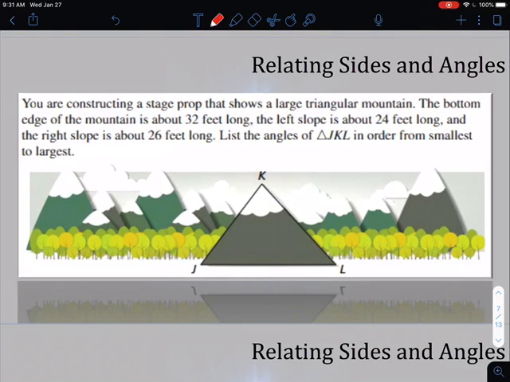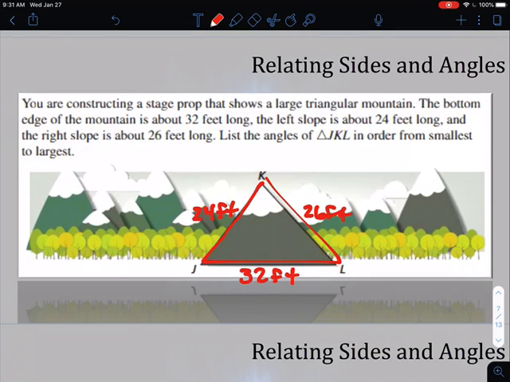So if we put all this together, looking at the picture here, it says you're constructing a stage prop, and it shows a large triangular mountain. So we're looking at this triangle right here. The bottom edge of the mountain is 32 feet long, so let's label the bottom 32 feet. The left slope is 24, so on the left side we have 24 feet. And the right slope is about 26, so we're going to put 26 over here on the right.